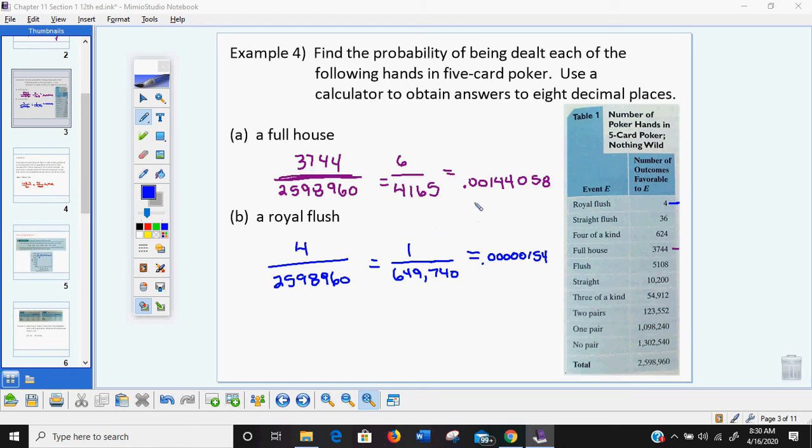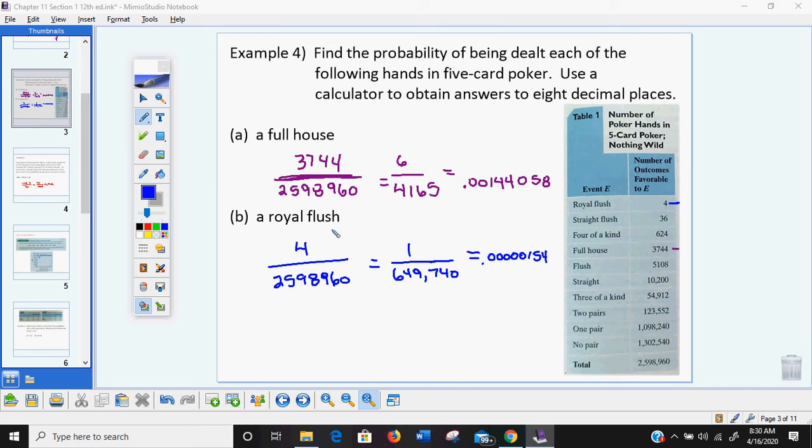If you change that to a decimal, it is 0.00144058. Now, in this case, that means your chances of getting a full house are less than 1% when you move that decimal twice, okay? You end up with less than 1%.